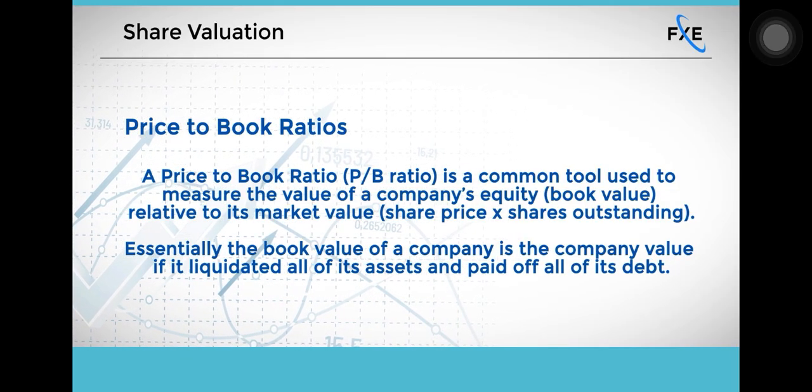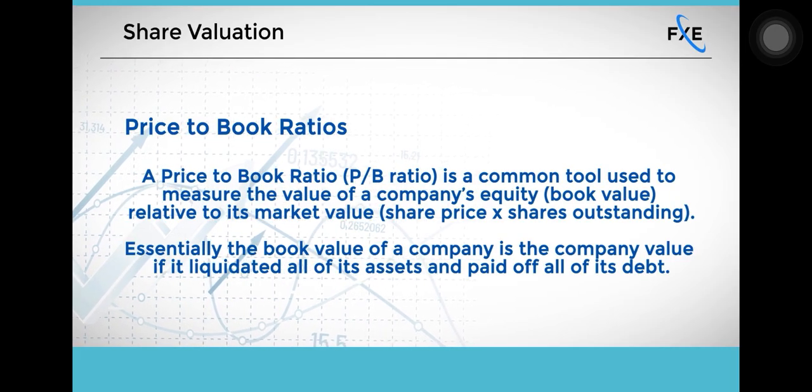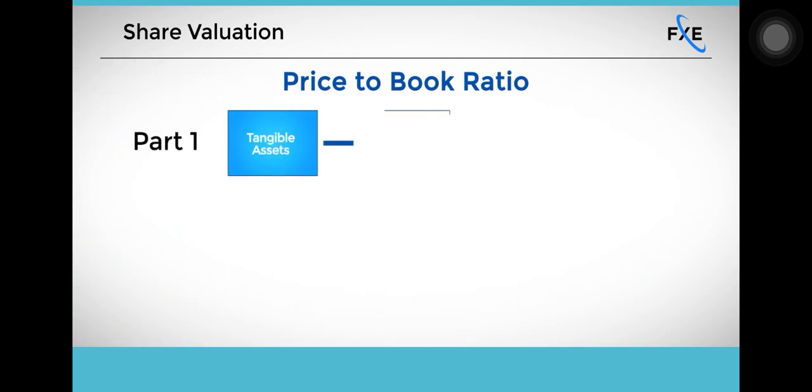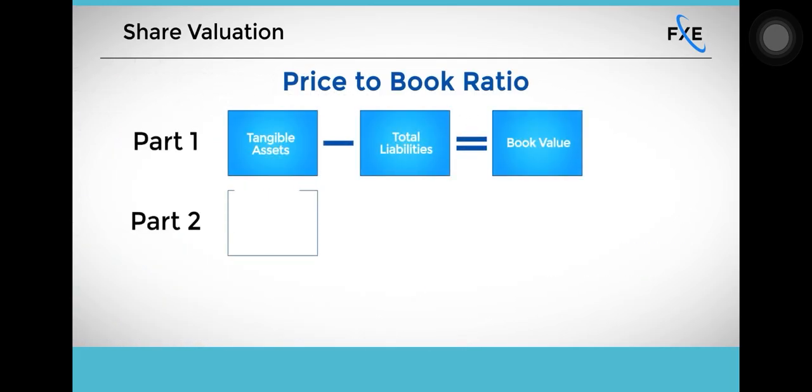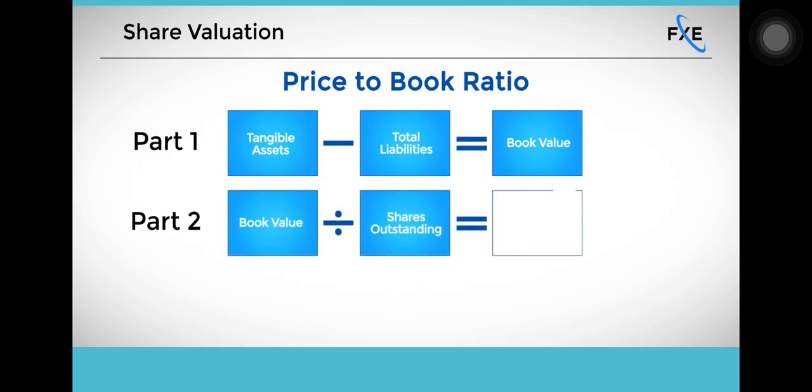Essentially, the book value of a company is the company value if it liquidated all of its assets and paid off all of its debt. The calculation for the price to book ratio, also known as the PB ratio, is worked out in three parts. Firstly, we need to work out the book value, which is the company's tangible assets minus total company liabilities.